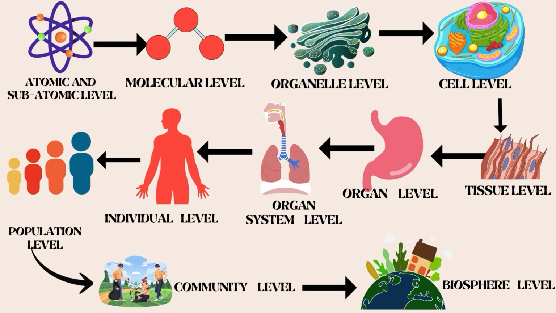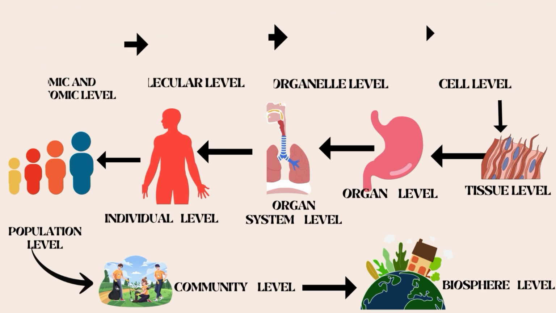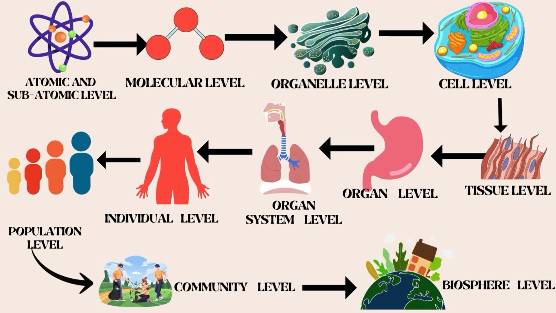Many cells combine to form fourth level of organization, that is tissue level. Many tissues combine to form fifth level of organization, that is organ level. Then many organs work together to form organ system level. Many organ systems work together and form sixth level of organization, that is individual level.